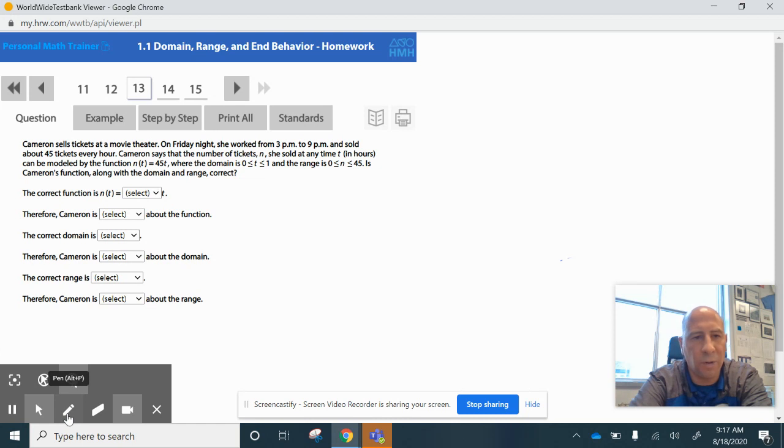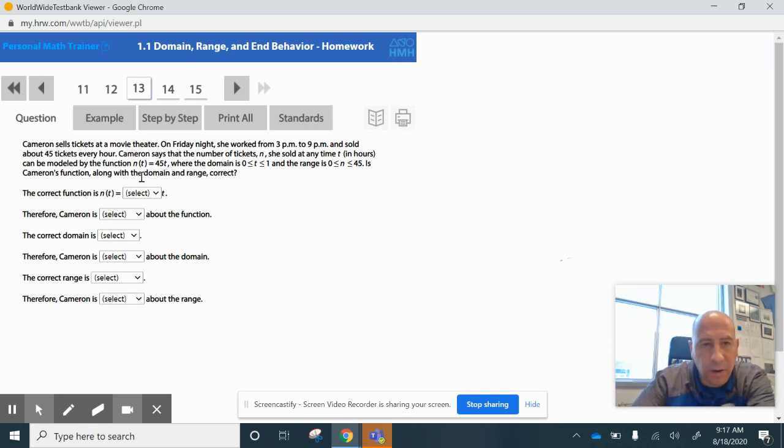Is Cameron's function along with the domain and range correct? So let's see the function. It says it sold 45 tickets every hour. So 45t. I'm going to say that that's correct. Therefore, Cameron is correct about the function. So I'm saying she's correct.